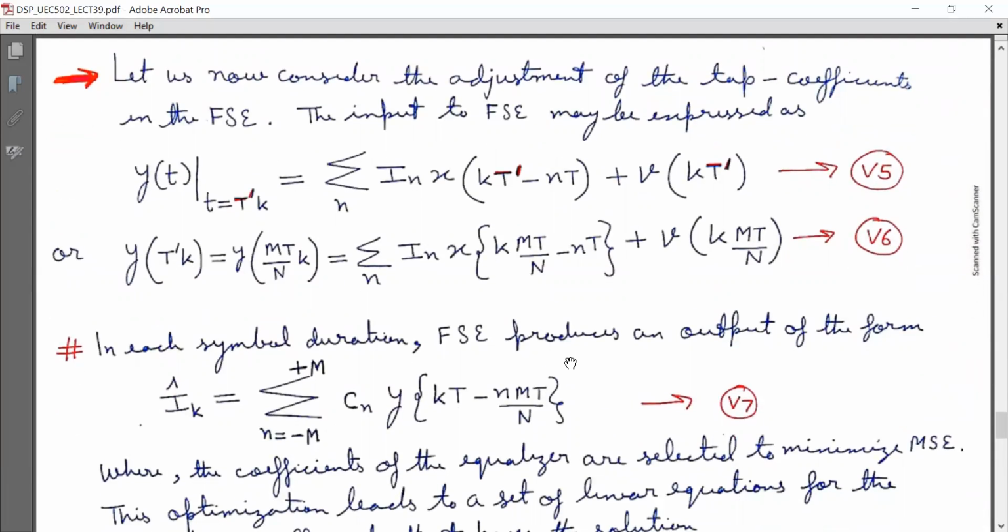Let us now consider the adjustment of tap coefficients in the FSE. The input to FSE may be expressed as y of t sampled at t equal to t dash k is equal to summation n x bracket xk t dash minus n capital T plus vk t dash, mark it as equation V5, or y t dash k is equal to y bracket m t k by n, and that is equal to summation n x bracket k capital M t by n plus n t plus v k capital M t by n, mark it as equation V6.